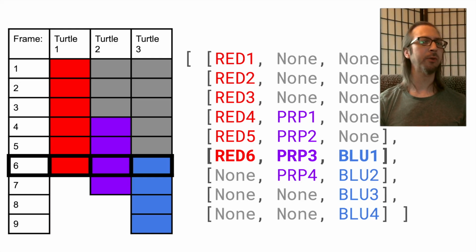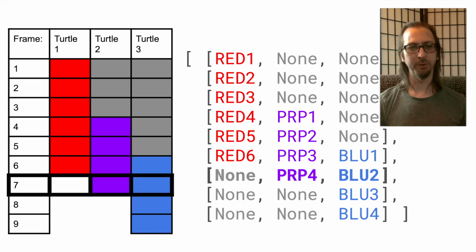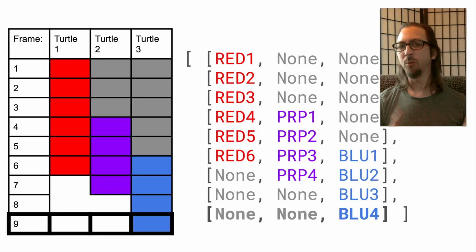The zip longest function, however, is exactly what's needed. And to make it work, you have to give it a value to pad out shorter sequences with. And here I've used None, which is my no-op command. And that's it.